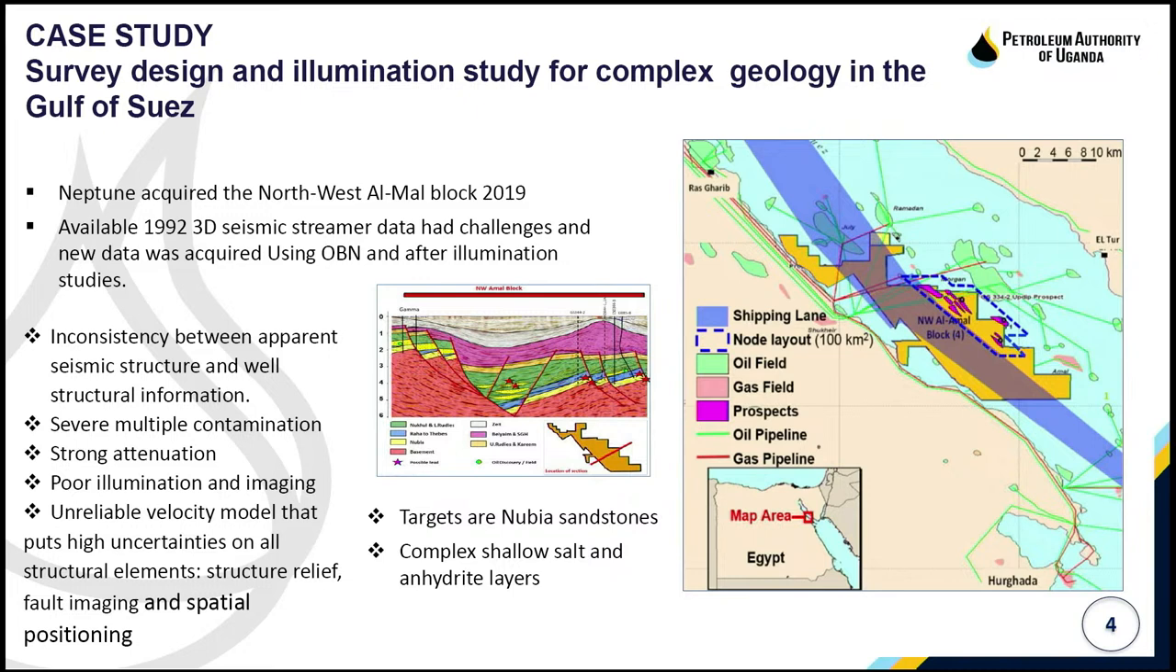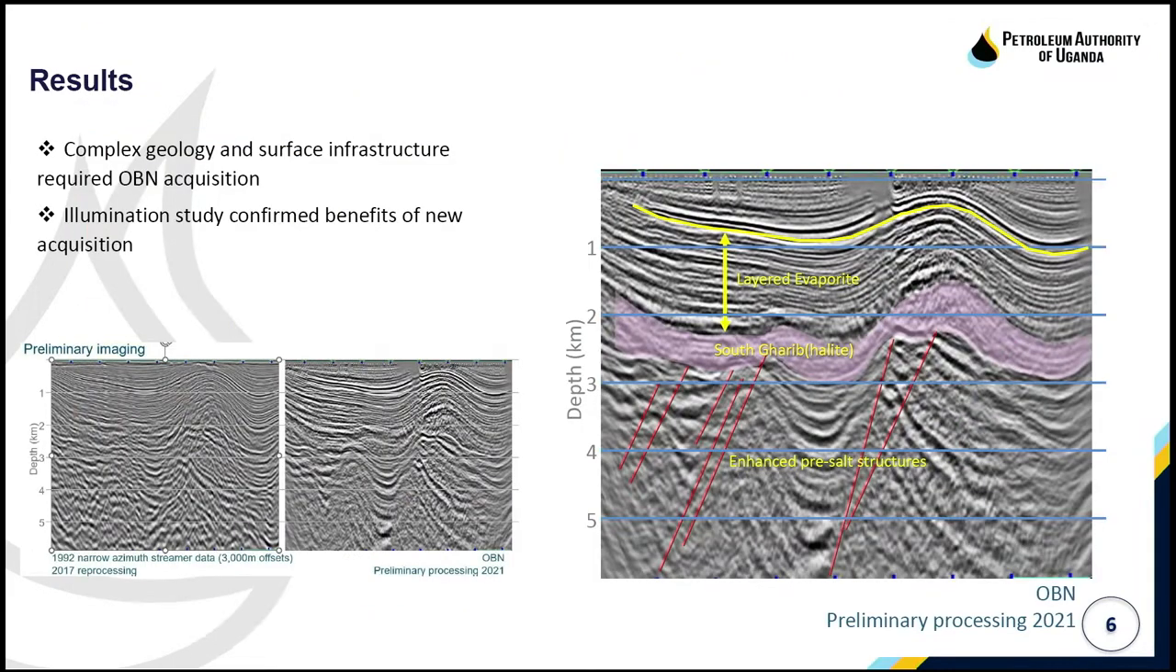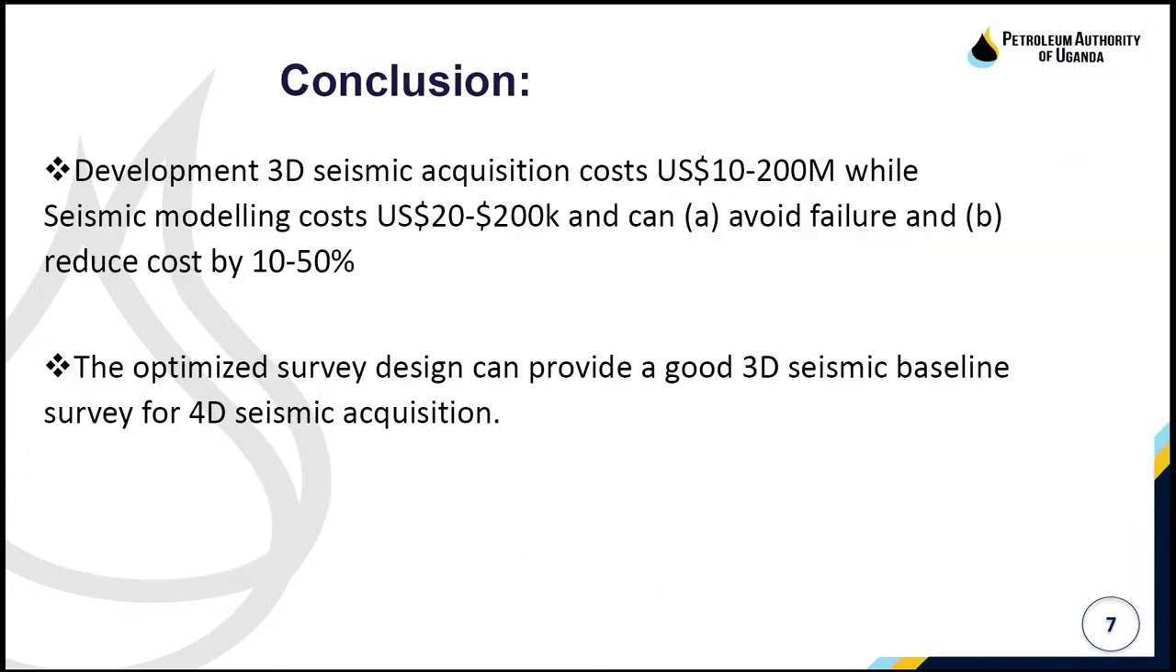It was a very busy area, with the shipping lane, but we found out that 3D was able to be acquired. I will not go through the methodology, I've given a brief about the velocity model, but the preliminary results showed a great improvement in the data compared to the data they had in 1992. So, in conclusion, the cost of developing 3D seismic acquisition may range from 10 million to 200 million if it's offshore. But modeling only can cost between 20 and 200K.